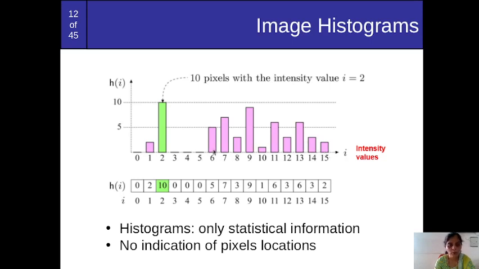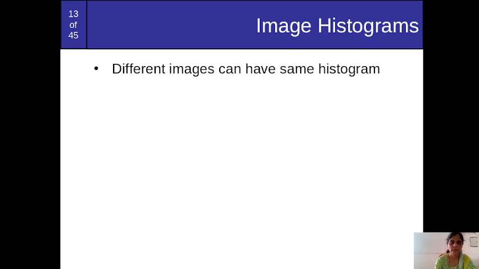So please note that the histogram presents only the statistical information, that is, how many pixels are having the corresponding intensity values. It will not give us any indication as to what is the location of the corresponding pixel; at what position that pixel is available is not made known to us by the image histogram.